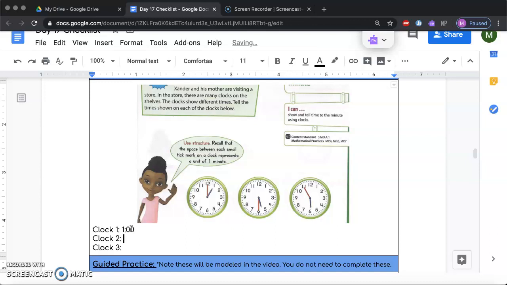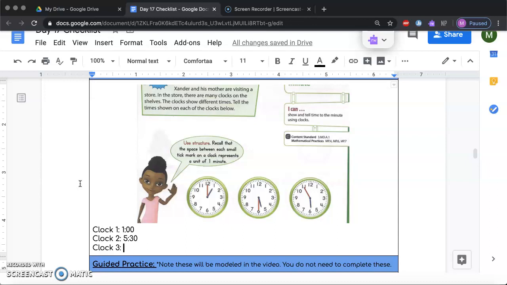Let's look at clock 2 now. I can see that my hour hand is between 5 and 6. Because it has not yet reached 6, I know my hour is at 5. My minute hand is pointed to the 6, so I can count by 5s and go 5, 10, 15, 20, 25, and I'm at 30. So clock 2 is at 5:30.